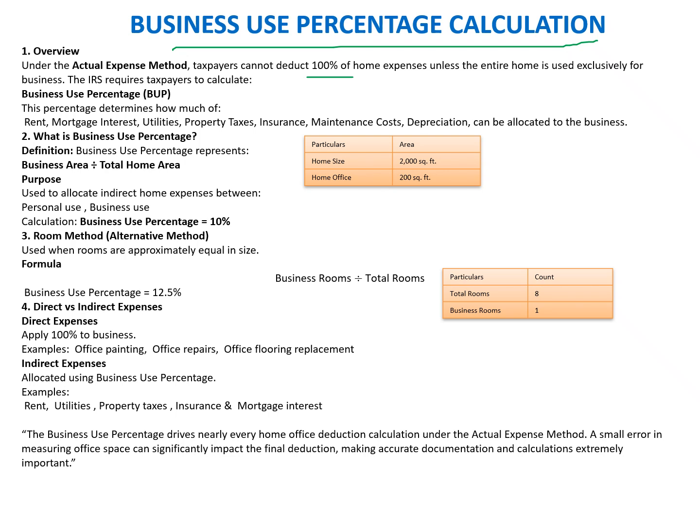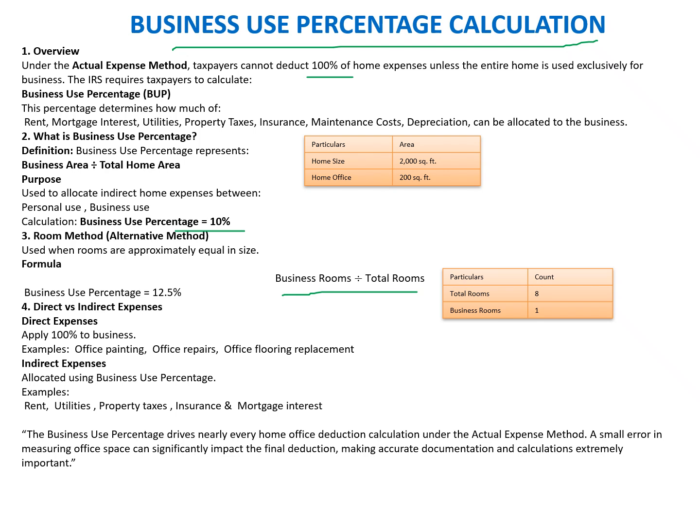Typically, if a person has a home of 2,000 square feet and the home office is 200 square feet, then 200 divided by 2,000 is the percentage that will be allocated. That will be a 10% area. Then there is an alternate method. If it is not based on the square footage of the property, then business rooms divided by total rooms is another method through which the allocation can be done.